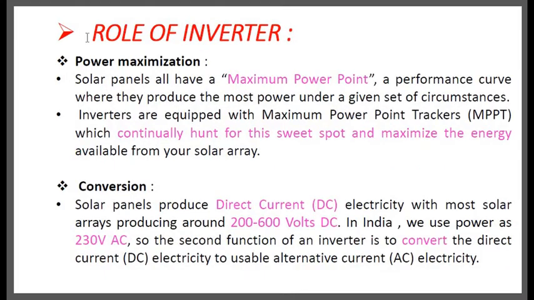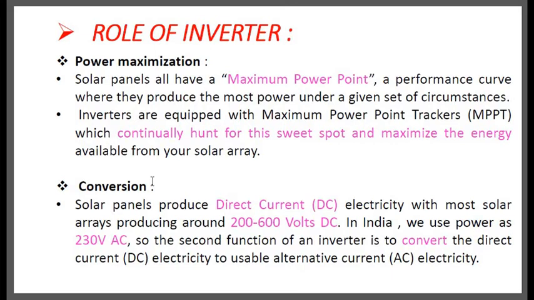Now the role of the inverter. First role is power maximization. Solar panels all have a maximum power point, a performance curve where they produce the most power under a given set of circumstances. So inverters are equipped with an MPPT tracker, and it continuously hunts for this sweet spot and maximizes the energy available from your solar array. So the first role of the inverter is power maximization, meaning to track the MPP during its operation.